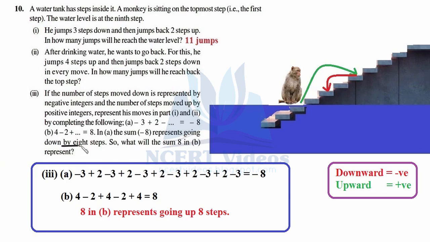Similarly for the B part, now we will use question second part for this because he moved back towards the top step after drinking water. So how many steps did he take? In the previous case, minus 8 represented going down by 8 steps. So this was your first part. Now again the B part, this is 4 minus 2 and we have to do it how many times? The easiest trick is to remember how many jumps he needed in the previous question, which were 5. Therefore we did it 5 times. So 4 minus 2, 4 minus 2 plus 4 and it gives you 8. So 8 in B represents going up 8 steps. So this is the fast way of doing this question. That was the last question, question number 10.